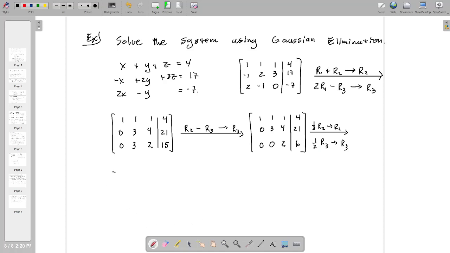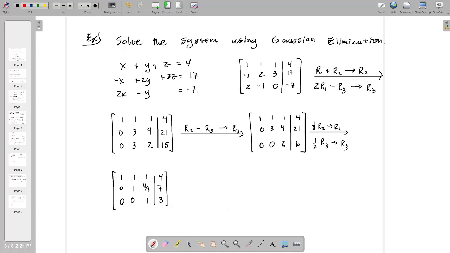And our matrix will become, we haven't touched row 1, so we still have 1, 1, 1, 4. We're dividing the second row by 3, so 0 divided by 3 is 0, 3 divided by 3 is 1, and 4 divided by 3 is 4/3. And this is why I didn't divide by 3 earlier, because I didn't want to deal with this 4/3 when I have to manipulate another row. And then of course, 21 divided by 3 is 7. And then our last row, we divide by 2. 0 divided by 2 is 0, 0 divided by 2 is 0, 2 divided by 2 is 1, and 6 divided by 2 is 3.